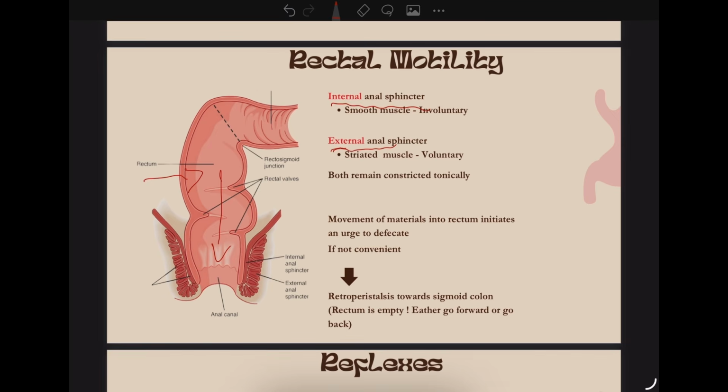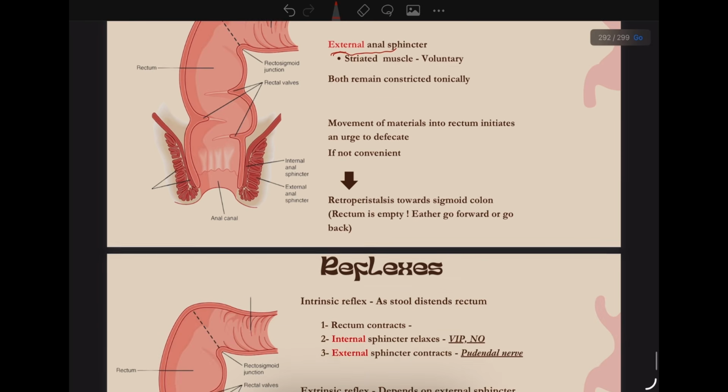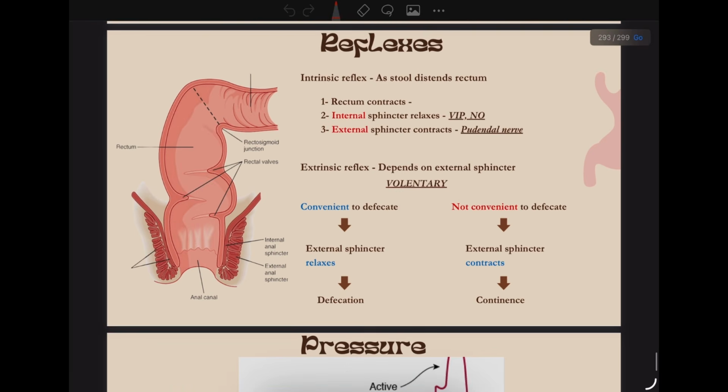If you tell the external to contract, it will tell the rectum, no, not now. So what will happen? The food will go back. Retrobulging movement to the sigmoid colon. But, sorry, not the food, I'm still saying food. Feces will go back. So this part of the rectum will always be empty, either forward or back. But what if, okay, it's appropriate time to defecate. So you tell the rectum, okay, now we can, it's appropriate time. The external anal sphincter will relax and let the feces out.